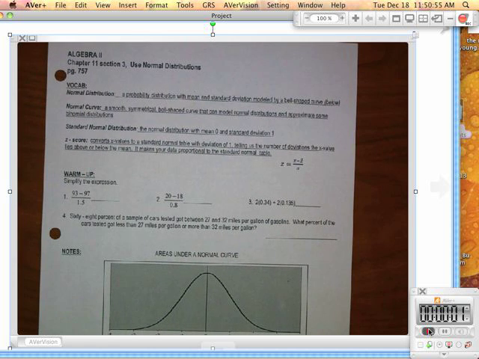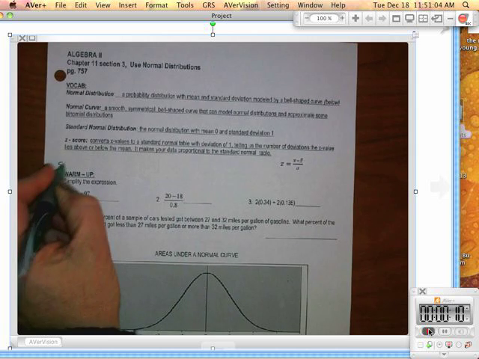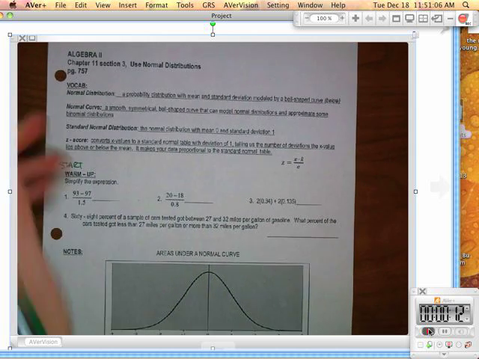So this is section 11.3 in Algebra 2. And what I need you to do is just start by doing the warm-up. We're going to do it a little bit out of order. So start here, and then I'll come back and we'll talk about the vocab.